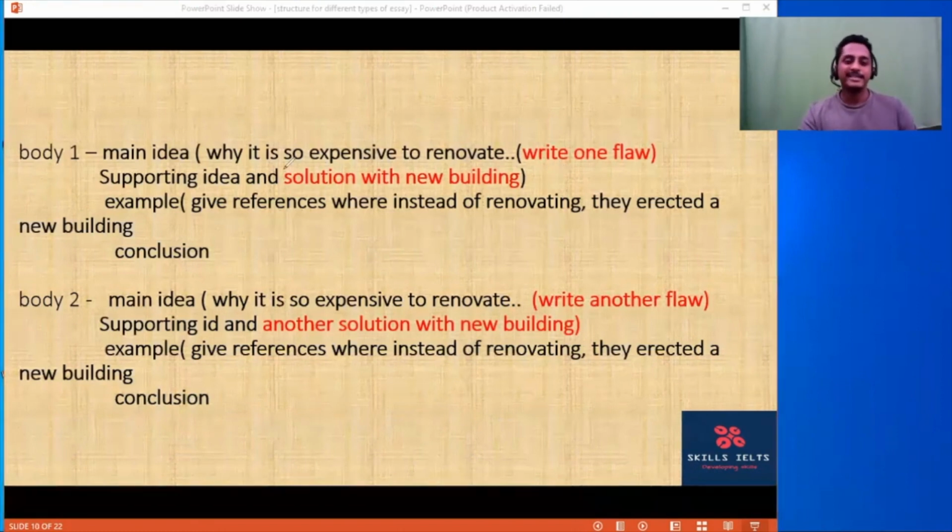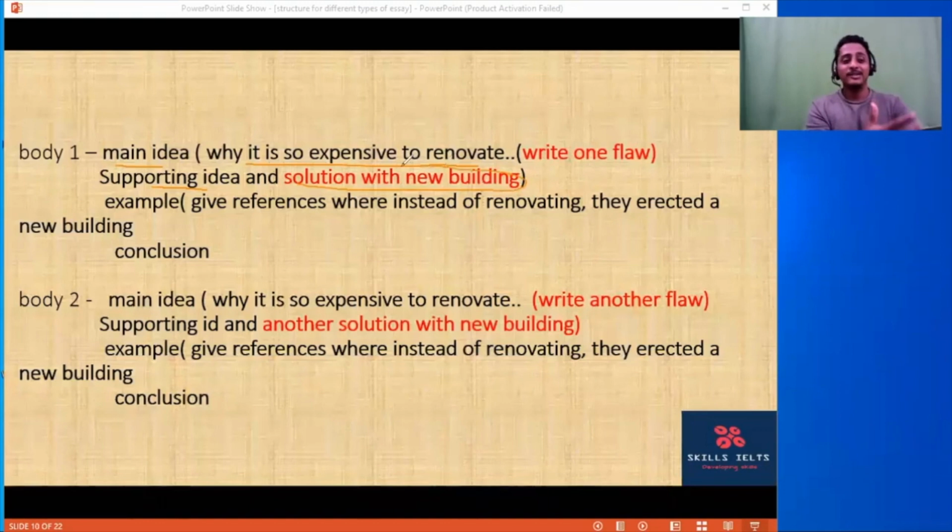Pay attention. I'm going to explain each and everything slowly. Main idea: why is it so expensive to renovate? There's one old building there. It is so difficult to renovate. Why? You put a question mark. Whatever idea you get, you write there. Supporting idea is nothing but write a solution with a new building.